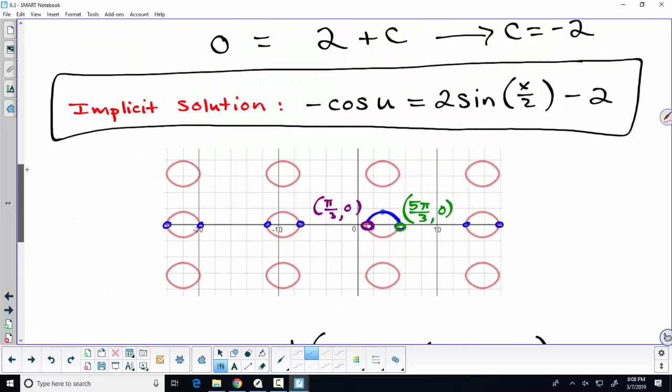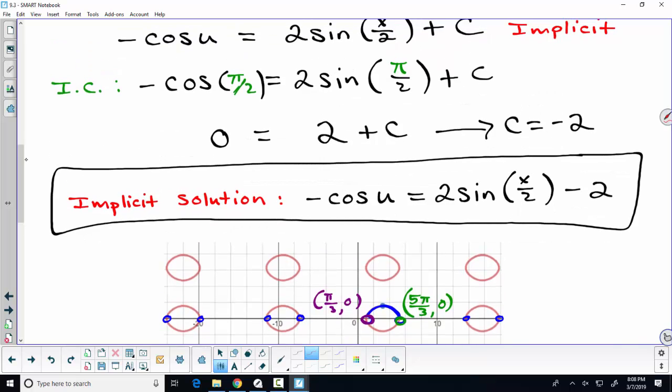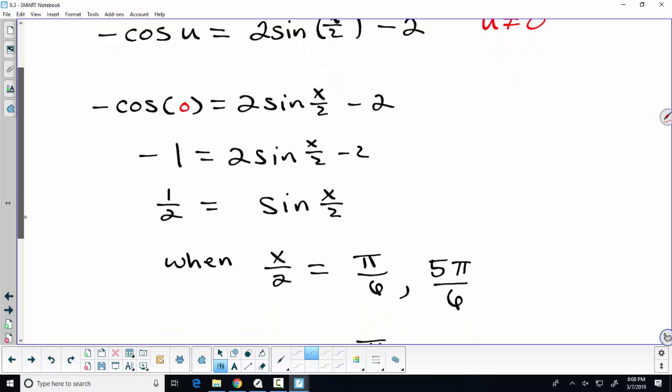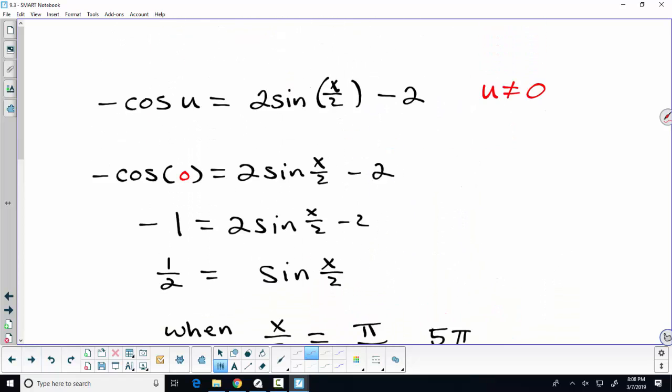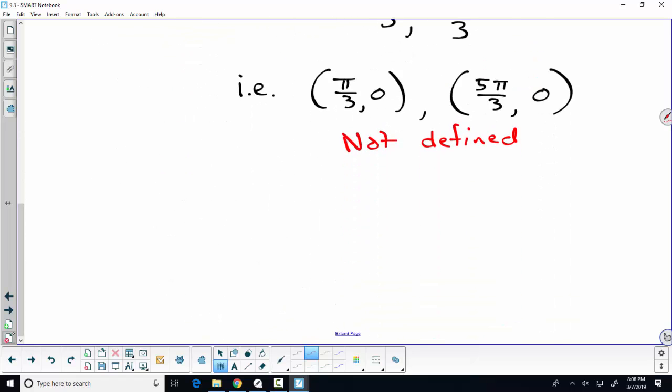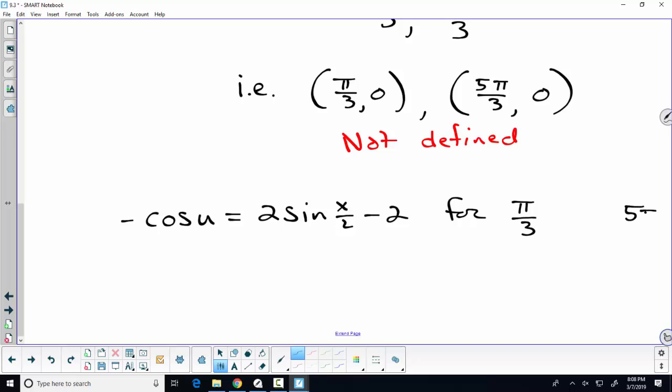We could find an implicit solution like this on the exam and just be done with it, right? You wouldn't have to graph it. And honestly, we could get through determining the solution, at least where the solution is, without graphing it, right? Because pretend we didn't have the graphs. This work right here tells us that our implicit solution is valid for x between those two values. So negative cosine u equals 2 sine x over 2 minus 2 for x in between these two values.